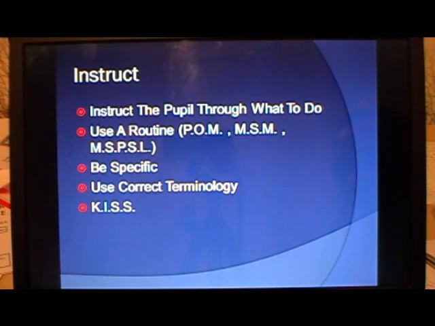Keep it short and simple again, so that whatever you're asking the pupil to do, they can understand it, they do it as soon as you've said it, and therefore they're going to be able to drive through that hazard that you pointed out in the first place quite correctly and safely.